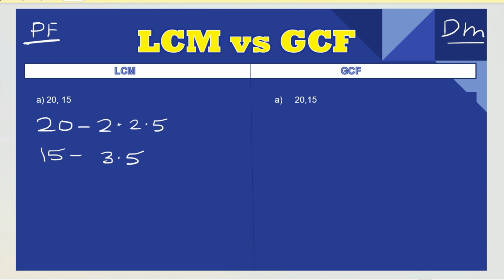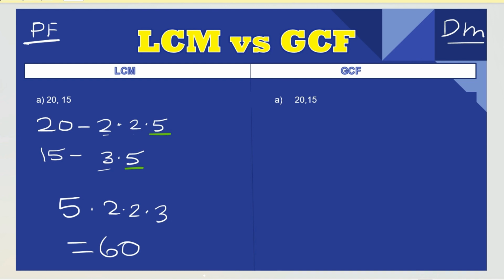Okay, now let's see what's in common. 5 and 5, right? And then the 2, 2, and 3 are just leftovers. So this pair of 5 is going to result in one 5. Then we're just going to multiply the rest of the numbers. Then if we multiply, we're going to get 60. So 60 is our answer if we are trying to find the LCM of 20 and 15. So that is prime factorization for LCM.